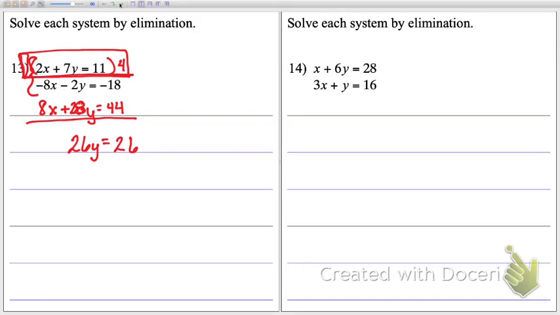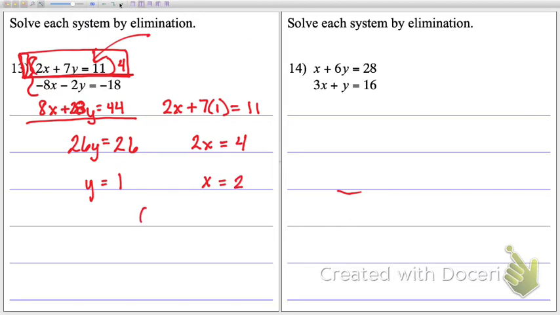Yeah? And so y equals what? 1. Now, I can put this 1 back into any of these equations. I typically put it back into the original one right here, just because it's smaller numbers. So I now have 2x plus 7 times 1 equals 11. So 2x equals 4, and x equals 2. So 2 and 1.